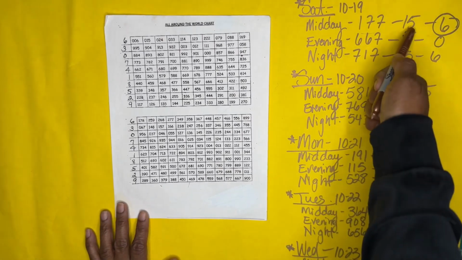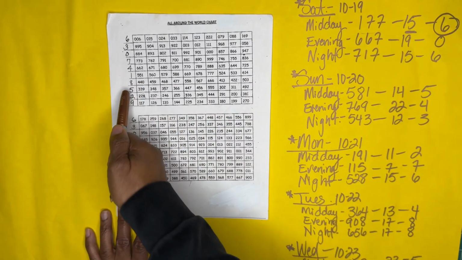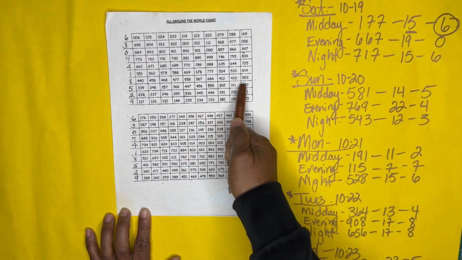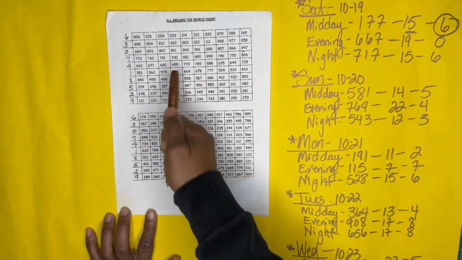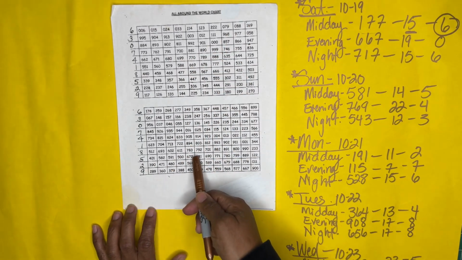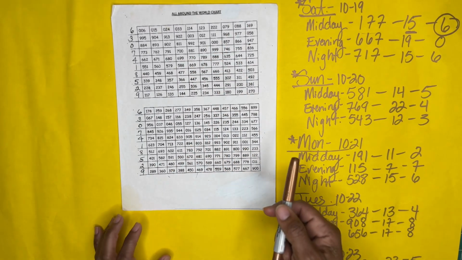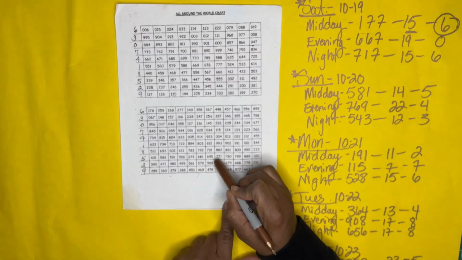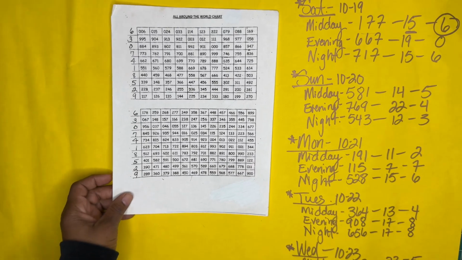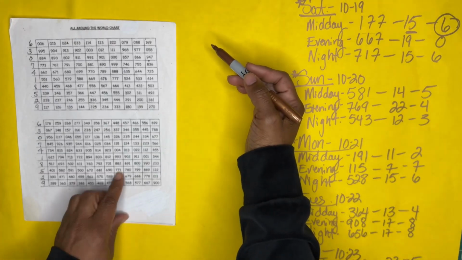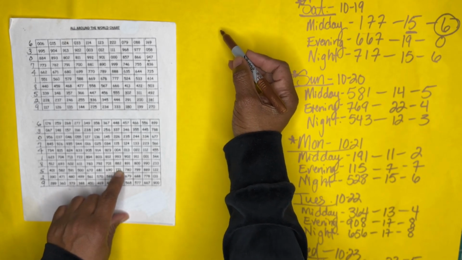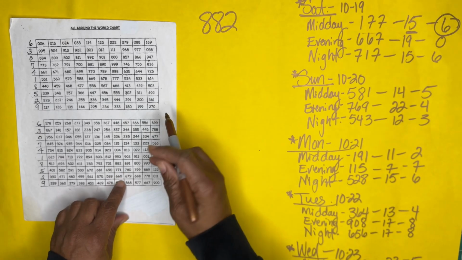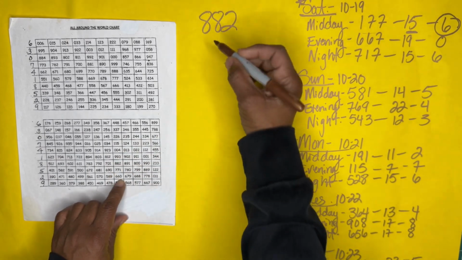On the chart, we're going to look for the 5 first. So we find the 5 here. Look over and see if you see the 177. If it's not up top, you can look at the bottom. You have the 771, and it can come in any combination of the numbers that you have. We found 771, and 771 gives you 882. So you're looking for the number above it or beneath it.